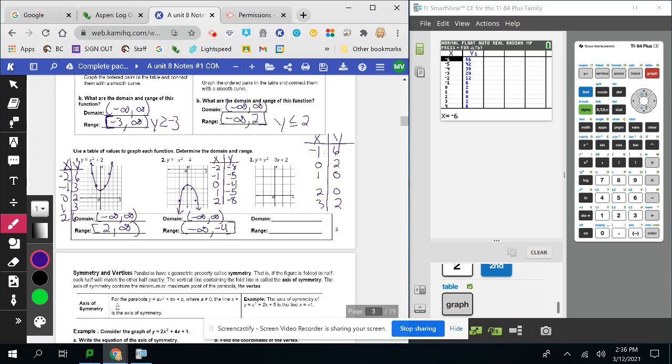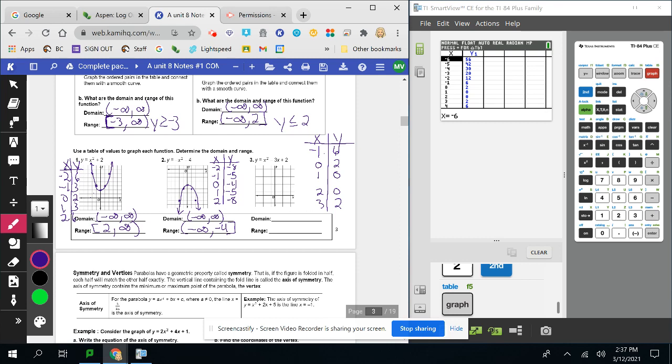Okay, number 1, I plotted my points with my table that I got from my calculator. My domain is negative infinity to infinity. My range is 2 to infinity because it goes down to 2 and continues up. It has a minimum. Number 2 has a maximum. Again, I made my table and plotted my points. The domain is negative infinity to infinity, and the range is negative infinity to -4, with -4 included.